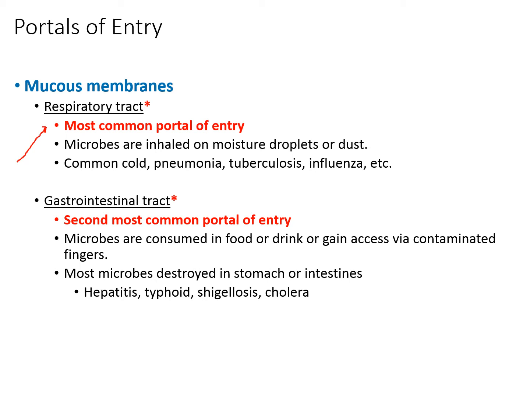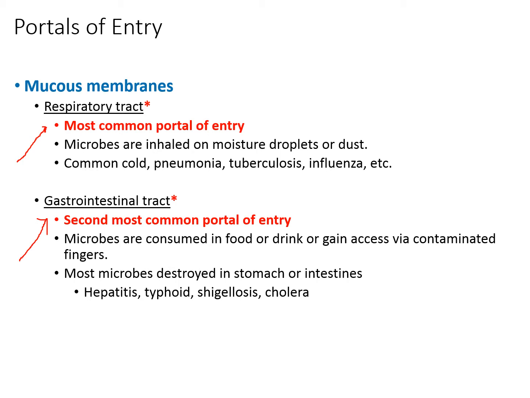The second most common portal of entry is the gastrointestinal tract. Here, microorganisms in food that we eat or in things that we drink, or sometimes on contaminated fingers, gain entry to the mucous membranes that line our digestive tract. And then they can attach and grow. Now, most microbes that come into our body via the gastrointestinal tract will be destroyed by our gastric juices in our stomach, or by the enzymes that get added to the chyme in our intestines.